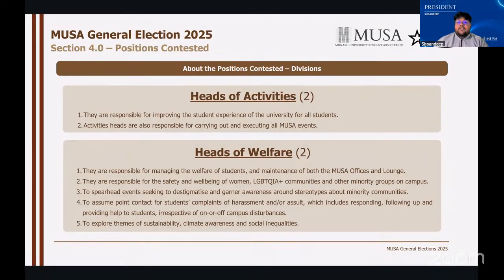Notable events include Monash Run, which happened last weekend, as well as last semester Water Bomb and Monash Ball, which happens at the end of the year. But they're not limited to that. They can expand beyond, and they're always here to make sure that you have an enjoyable student engagement experience.